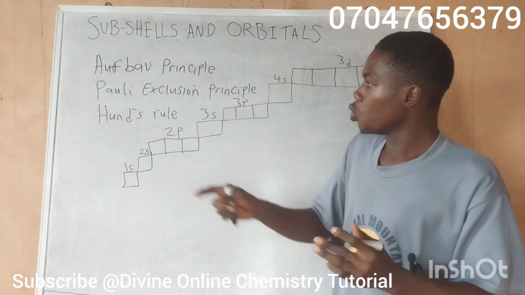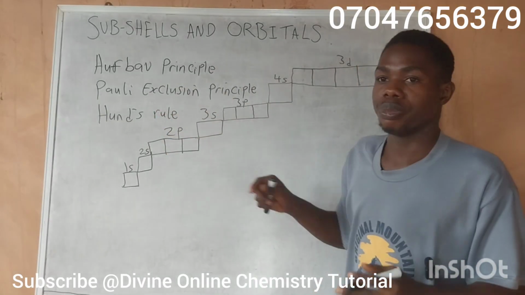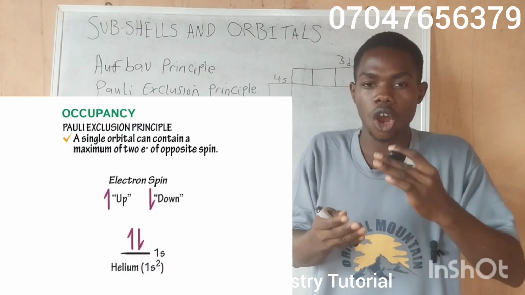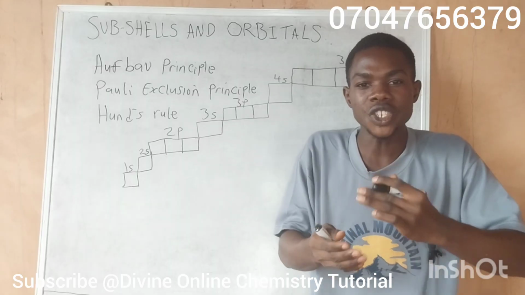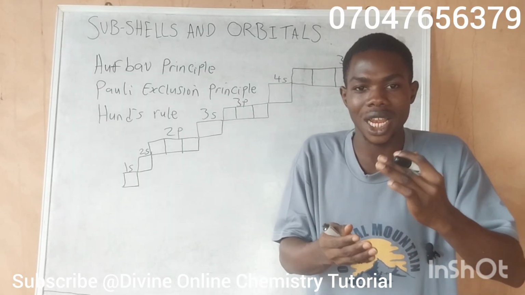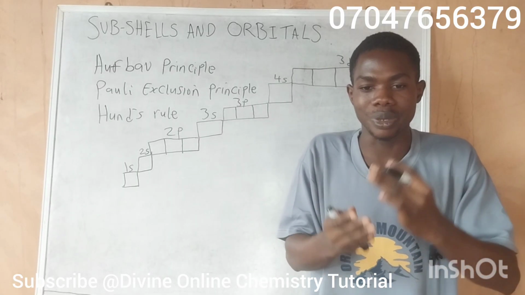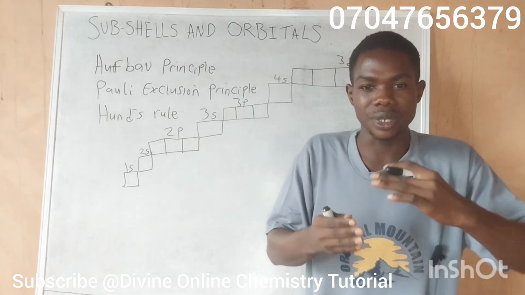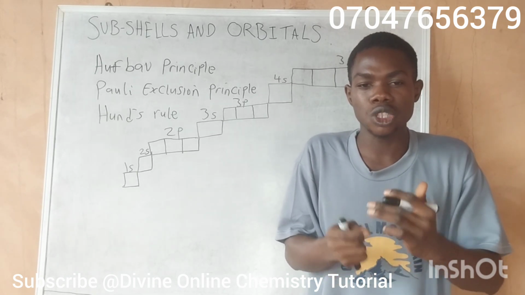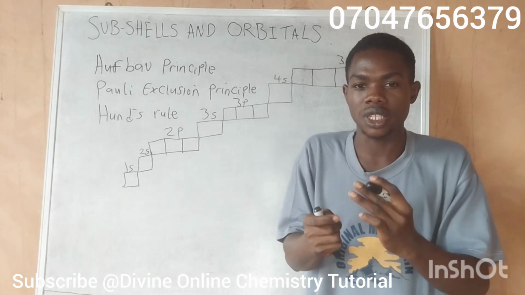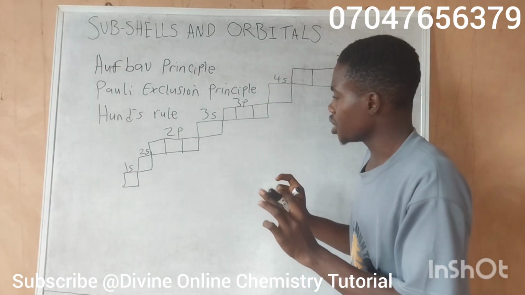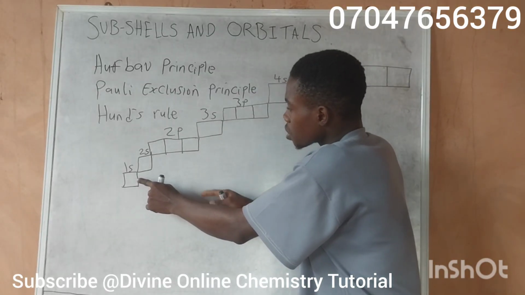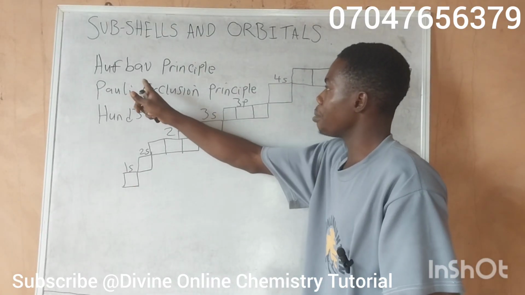Moving on, we'll go straight to the Pauli exclusion principle. It states that when filling electrons in orbitals, each orbital must carry a maximum of 2 electrons, and the electrons must be in opposite spin. Normally we must start from the first orbital with the lowest energy level, as proposed by the above principle.